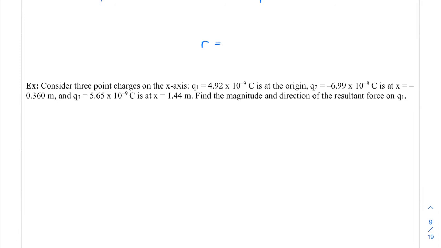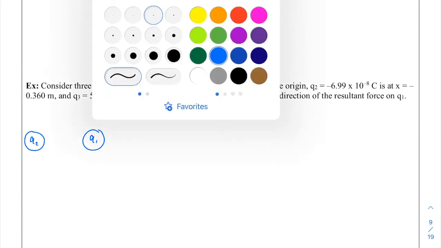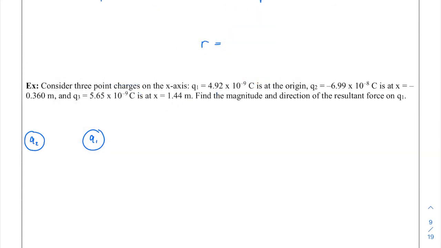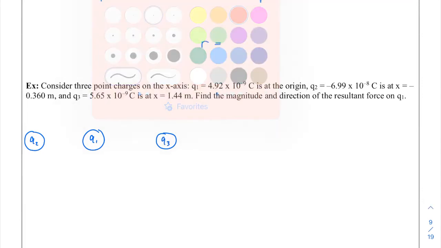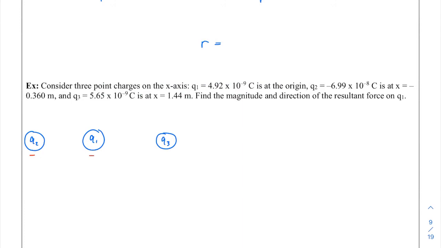So it says, consider 3 point charges on the x-axis. Q1 is at the origin, and it is a positive charge. And Q2 is at x equals negative 0.36, so Q2 is here. And let me do Q3, and Q3 is over here, and it's positive. So I'm just going to do a little overlay here. This is a negative charge, this is a positive charge, and this is a positive charge.